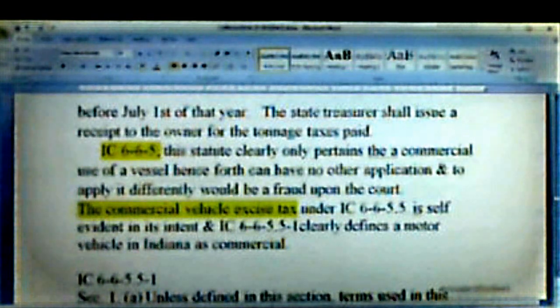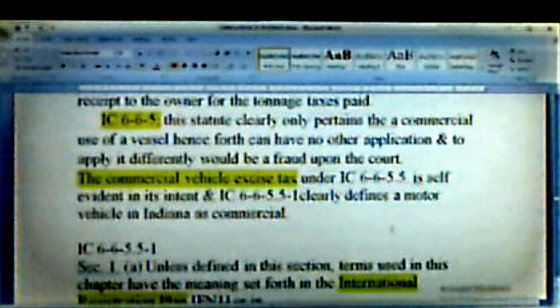Okay, the commercial vehicle excise tax under IC 665.5 is self-evident in its intent. Just in its name, it's self-evident. Right? It says any commercial motor vehicle. Alright, this clearly defines a motor vehicle in Indiana as commercial. And it's the same in any other state, right?